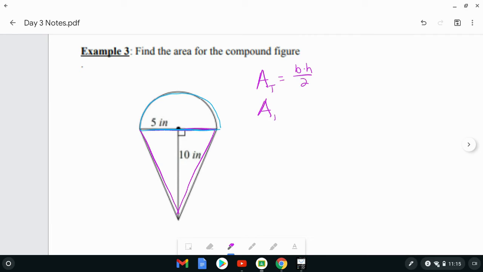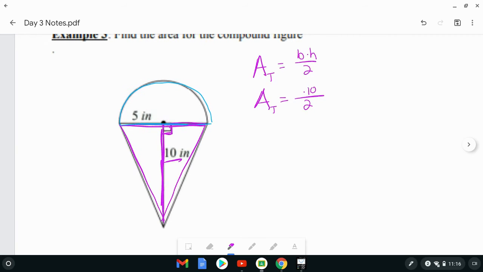Fill out what we know. We know the height, because that's the distance from the vertex of one of the corners to the base of the triangle, and it creates a 90-degree angle. So we have the height is 10. We have to find the base, all over 2.